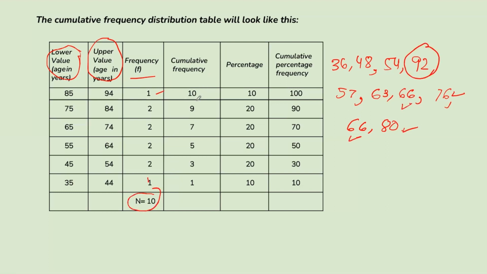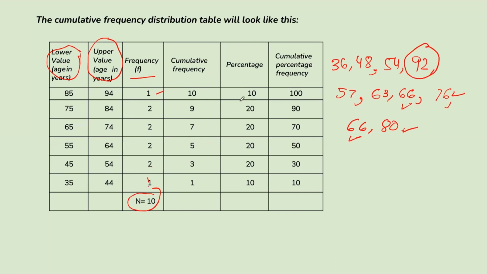So let us see how to calculate the frequencies. The first will be 10. For this, 9 will be the sum of 2 plus 2, 4 plus 2, 6 plus 2, 8 plus 1, 9. Then 7 will be 2 plus 2, 4 plus 2, 6 plus 1, 7. Then 5 will be 2 plus 2, 4 plus 1, 5. Then this will be 2 plus 1, 3, and this is 1. So this is the cumulative frequency.